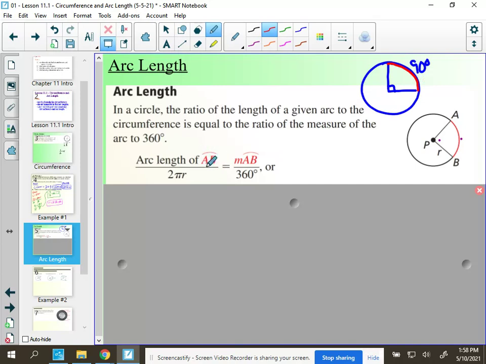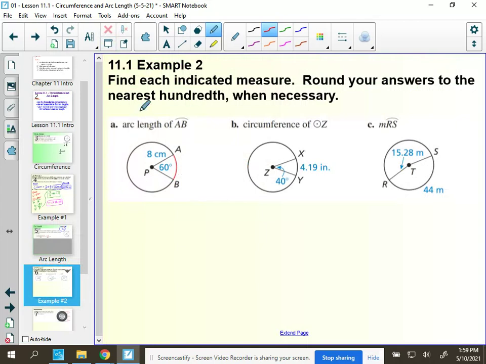What we're going to basically do is use this as almost like a fill in the blank type of proportion. And it'll take some of the guesswork out about, should I multiply, divide by 2 pi? What do I do here to solve it? So make sure we add this to our notes. We'll use that over the next couple problems here, okay? So here we go. Let's do it. Find each indicated measure. Round your answers to the nearest hundredth when necessary.